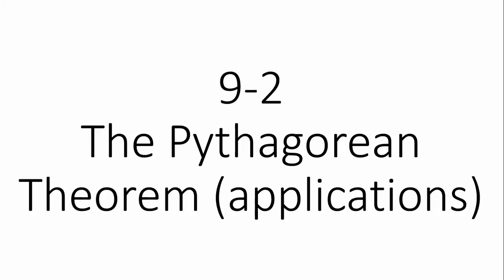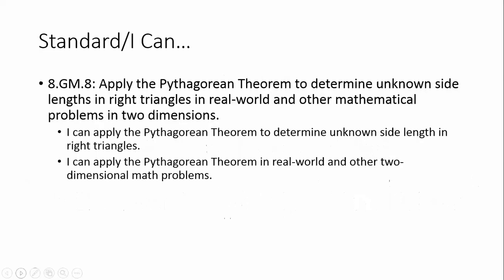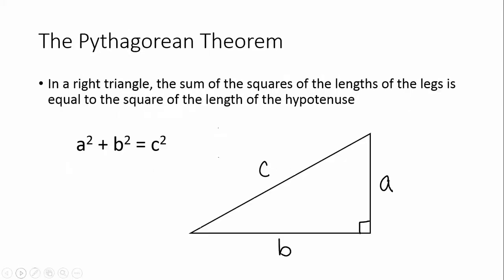The next section in Unit 9 regarding the Pythagorean Theorem is Section 2, and we will be working with application-based problems. So we'll be taking what we know about the Pythagorean Theorem and using it in real world and other mathematical problems in 2 dimensions. Again, in review, you don't need to write this down, but the Pythagorean Theorem states that the sum of the squares of the lengths of the legs of a right triangle is equal to the square of the length of the hypotenuse. Remember that the hypotenuse is always the longest side of the triangle.